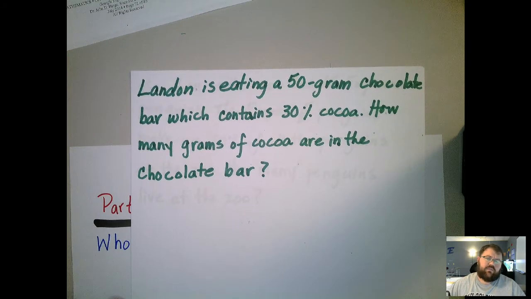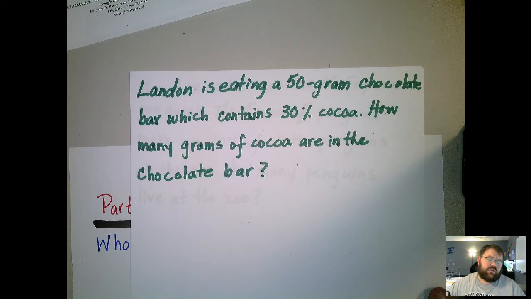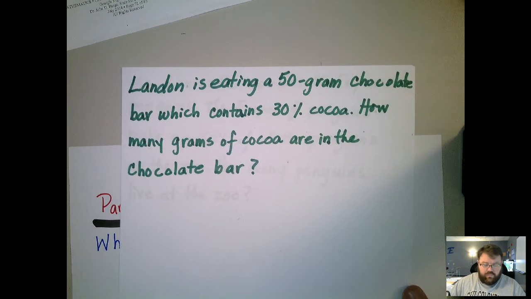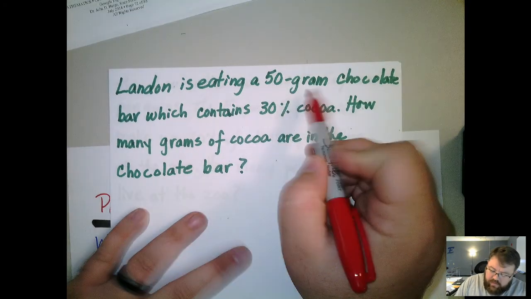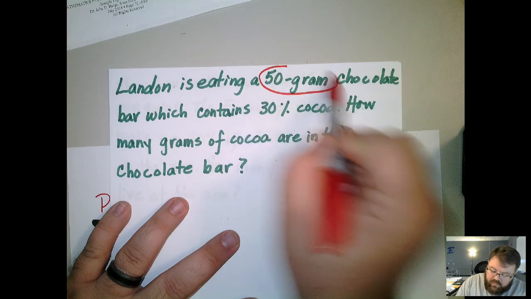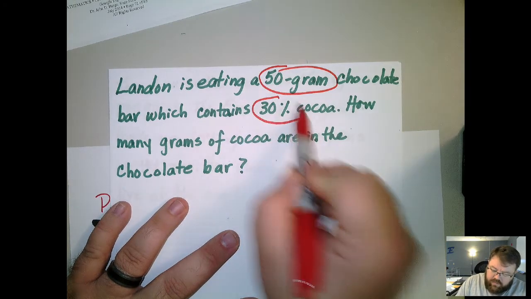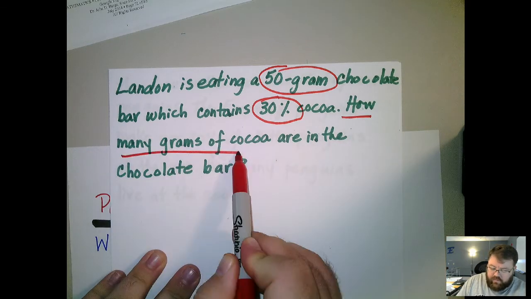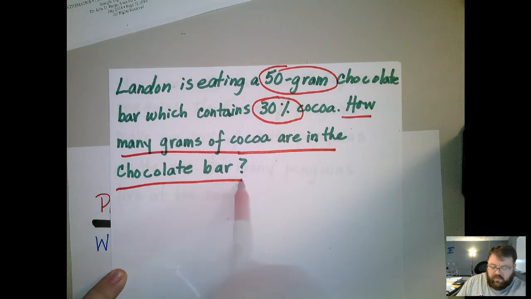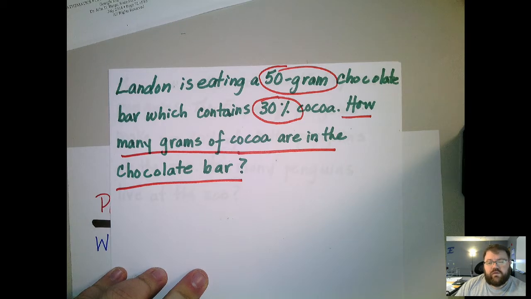Landon is eating a 50-gram chocolate bar, which contains 30% cocoa. How many grams of cocoa are in the chocolate bar? Now, we can go through, we can use cubes. 50 grams, 30%. How many grams of cocoa are in the chocolate bar? Pause the video and answer the question.